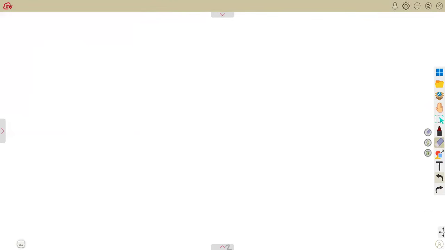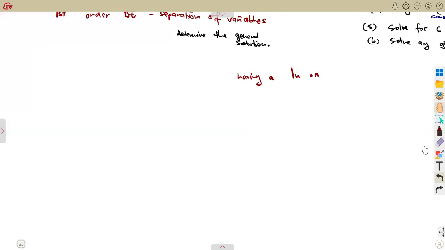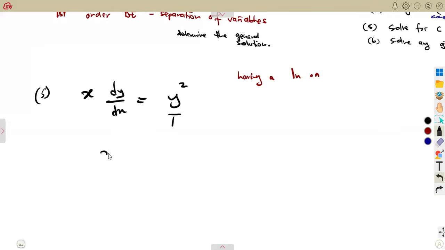Let us just take an example of this one. I want to quickly have this. Let's say we've got the ln which is affecting x. We have got something like this: x dy/dx is equal to y squared. Then you separate, as you can see here, the y is not on y, so you're going to cross multiply as usual. x dy is equal to y squared dx.